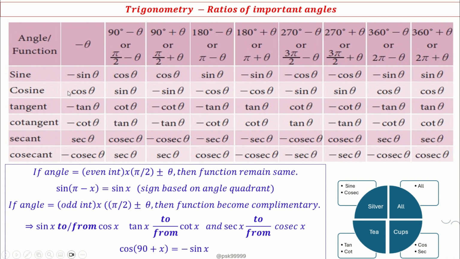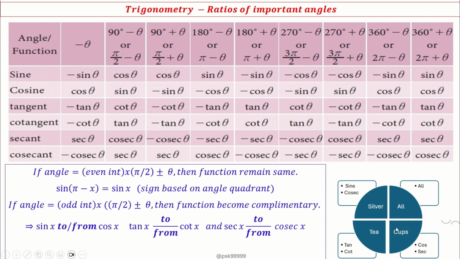So here if you see, only cos theta and secant theta are positive. Rest all: sine of minus theta is minus sin theta, tan of minus theta is minus tan theta, cosecant of minus theta is minus cosecant theta. Only cos and secant are positive. Why? Sine of minus theta means you are calculating in the negative direction, right? So where does it belong to?